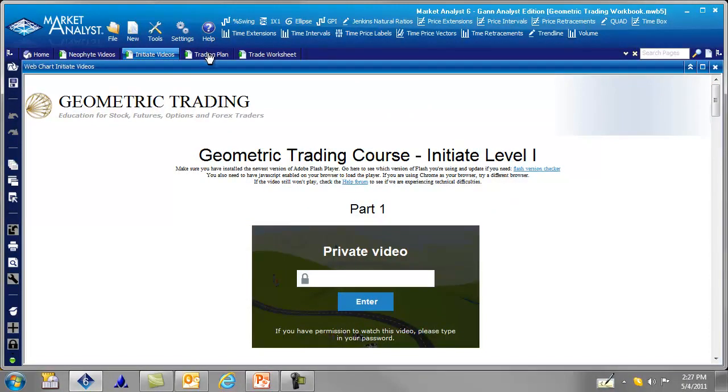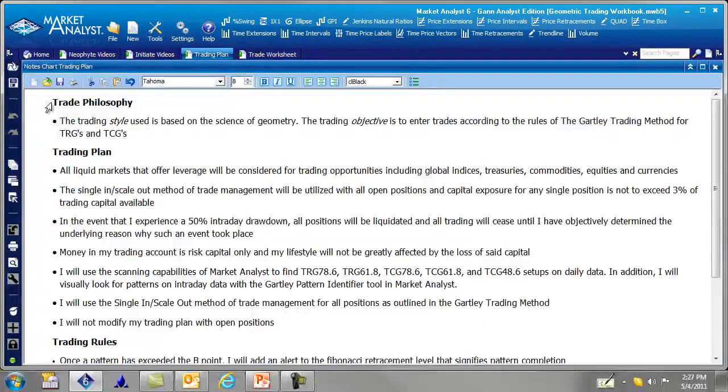And the first page that we're going to consider here, we've got trading plan and trade worksheet. So let's look at the trading plan. As we discussed, there should be first a trade philosophy, and what I've put down here, the trading style used is based on the science of geometry. The trading objective is to enter trades according to the rules of the Gartley trading method for TRGs and TCGs. So a very general statement about the style of trading that you're interested in using, and also an objective.